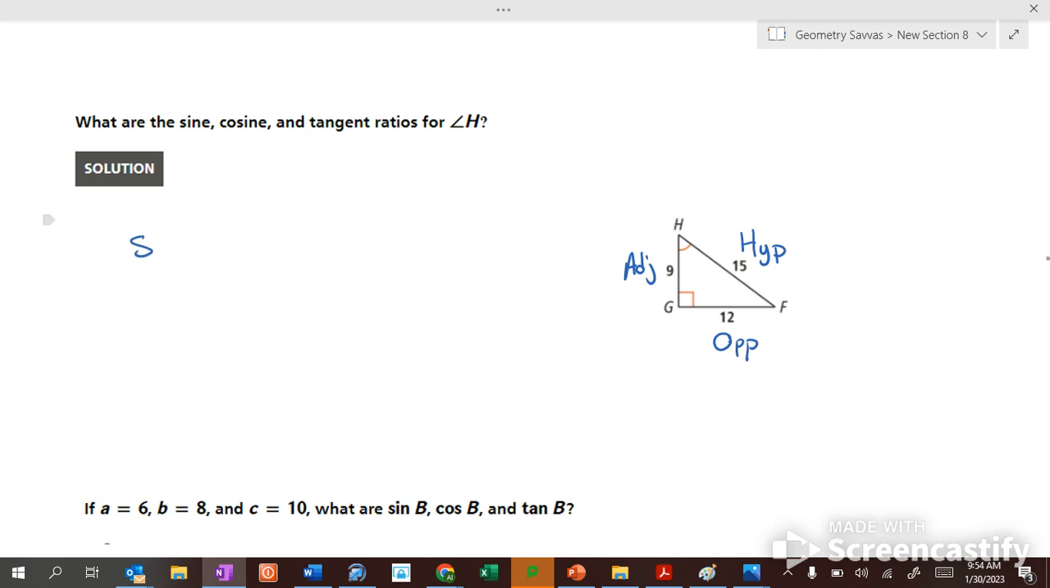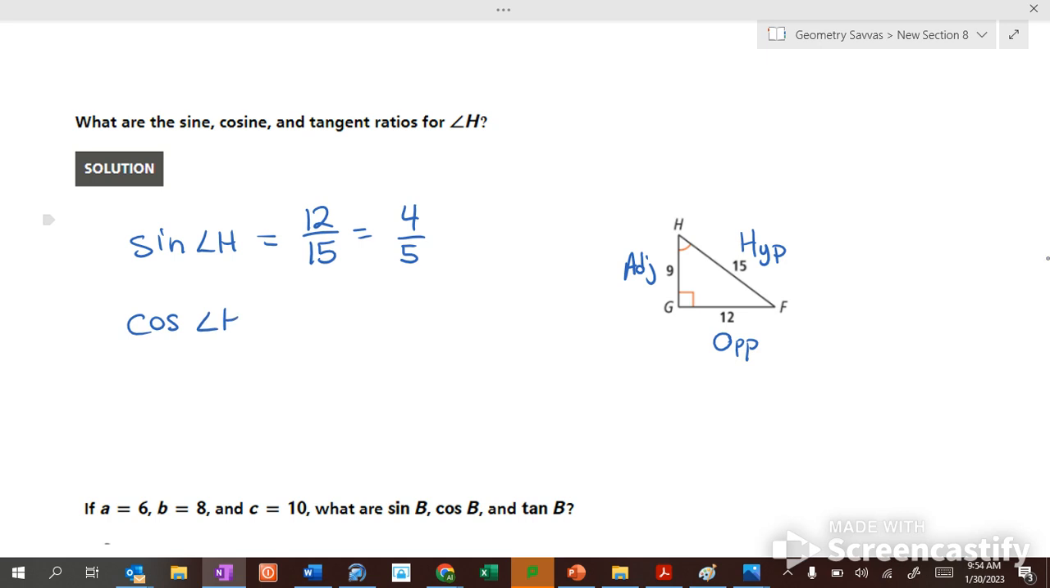So what is the sine of angle H? Well, you have to put the opposite side over the hypotenuse. So what number is opposite? 12. Hypotenuse? 15. 12 divided by 15 is 4/5. So the sine of angle H is 4/5.